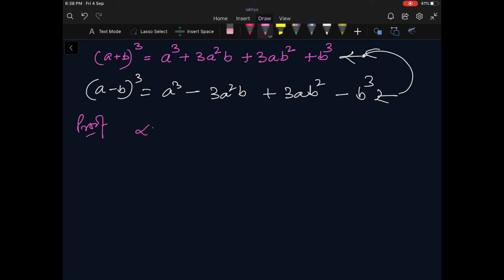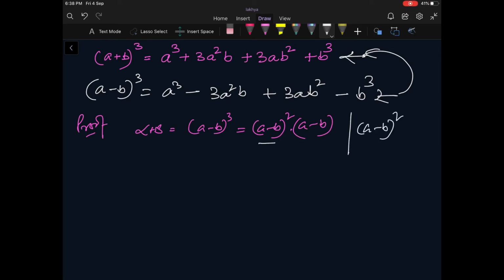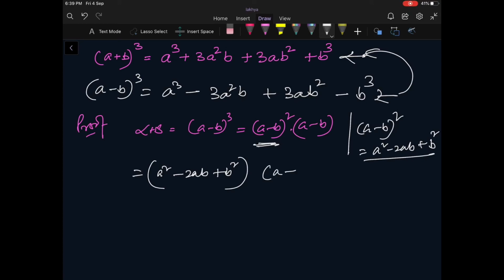So let's prove this. Left hand side, a minus b whole cube, which also can be written as a minus b whole square into a minus b. Now here you can apply the a minus b whole square identity. A minus b whole square, we have got a square minus twice ab plus b square. Applying this identity here, we have got a square minus twice ab plus b square into a minus b.